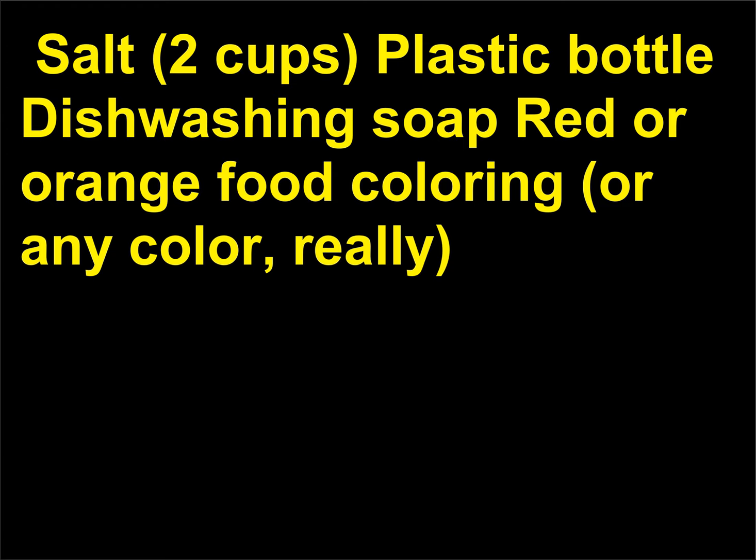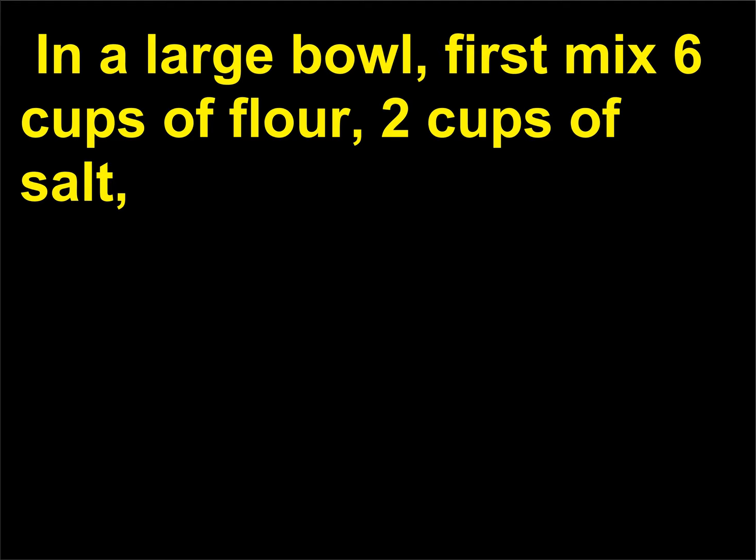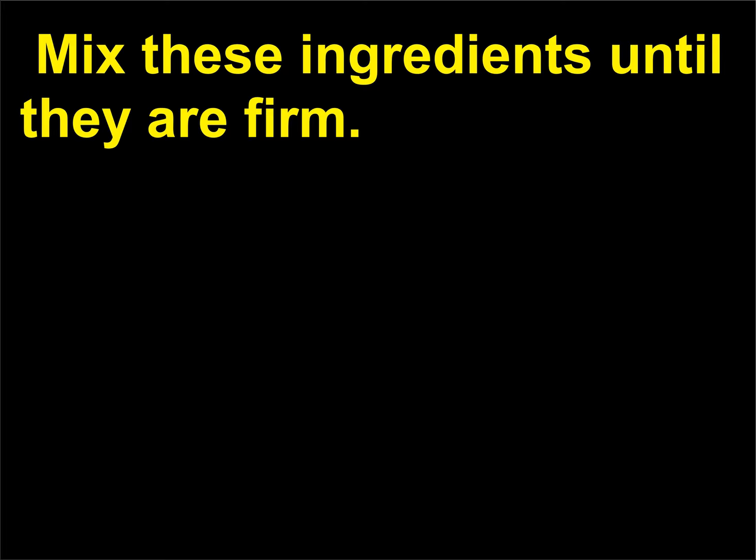water. The procedure: this is a classic chemistry experiment that you might have done before in school. In a large bowl, first mix 6 cups of flour, 2 cups of salt, 4 tablespoons of cooking oil, and 2 cups of water. Mix these ingredients until they are firm.